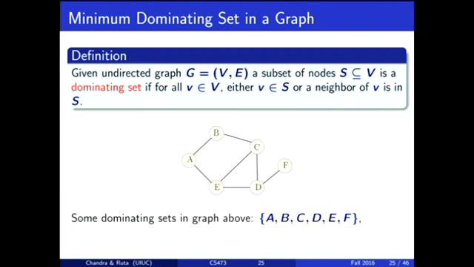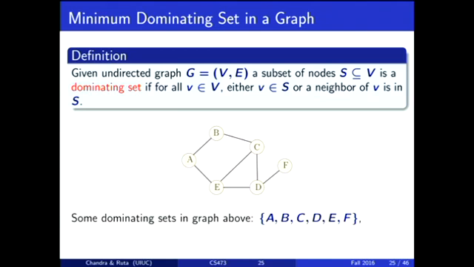So here is an example. The formal definition is that a subset of the vertices is called a dominating set in the graph. That means they can watch everybody. What does that mean? Every vertex should be in the set, or if it is not in the set, some neighbor of it should be in the set. Is the definition clear?